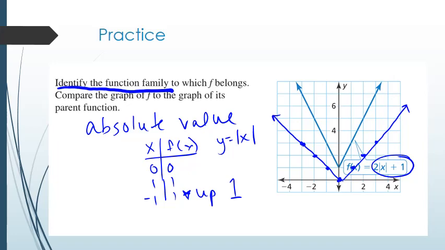Okay, and then the 2 is going to make this actually, it looks like it shrinks a little bit. Interesting. So we're going to be developing some of that stuff in class tomorrow.